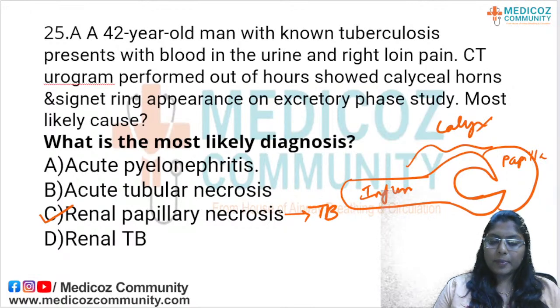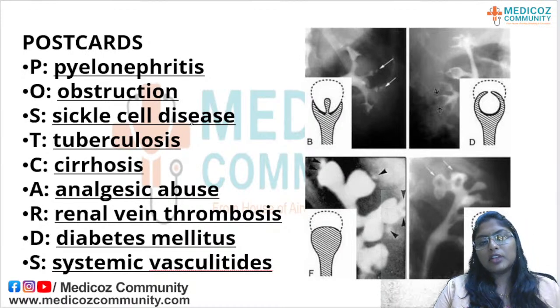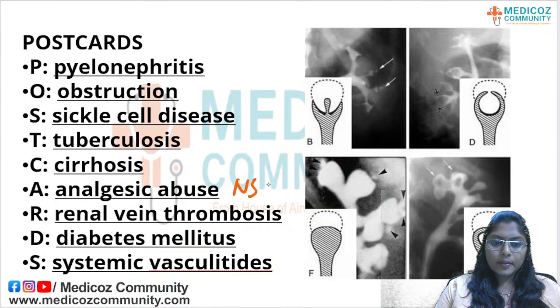In cases of renal papillary necrosis, because of the small microinfarcts that are caused due to infection, we get renal papillary necrosis. But renal papillary necrosis also occurs in other conditions such as pyelonephritis, obstruction, sickle cell disease, any area where there is a chance of infarct in the kidneys. Pyelonephritis, obstruction, sickle cell disease, tuberculosis, cirrhosis, analgesic abuse, that is NSAIDs, renal vein thrombosis, diabetes mellitus, systemic vasculitis.